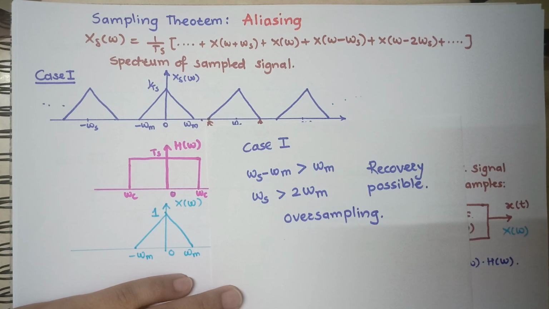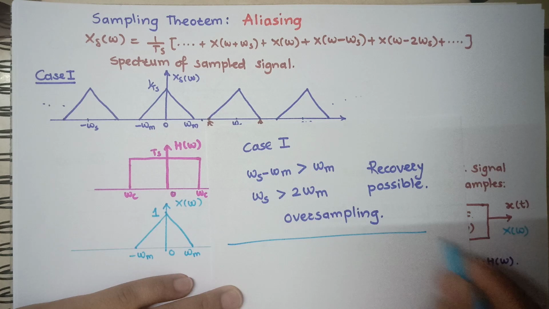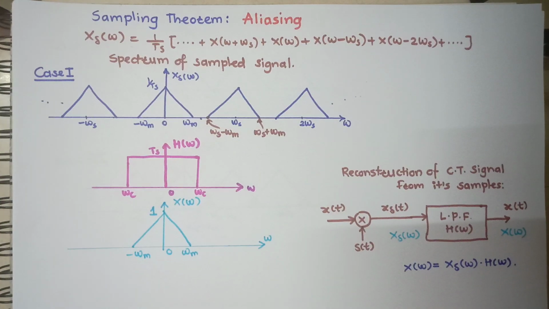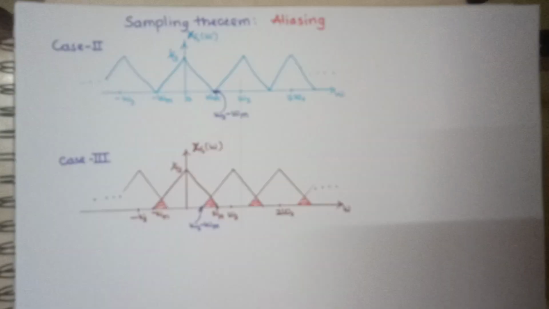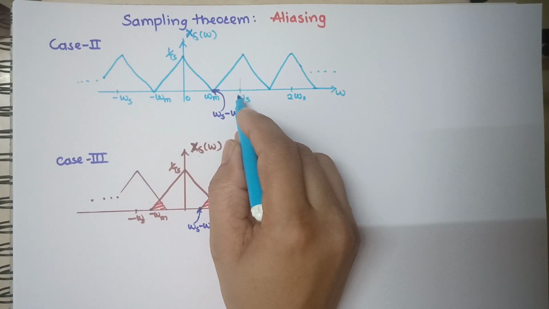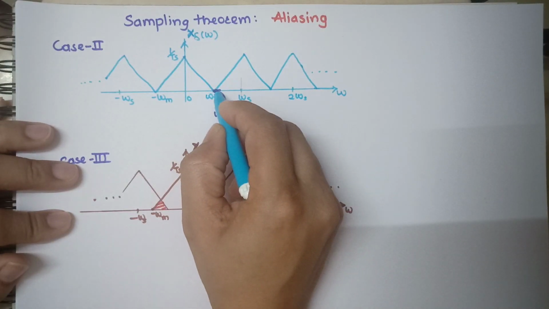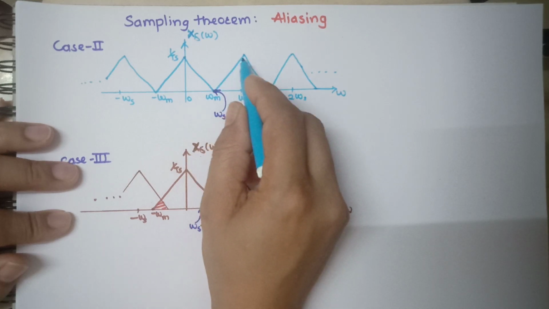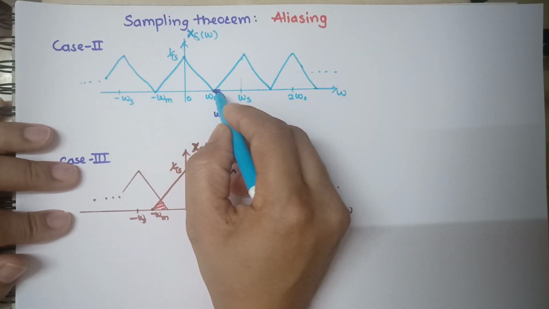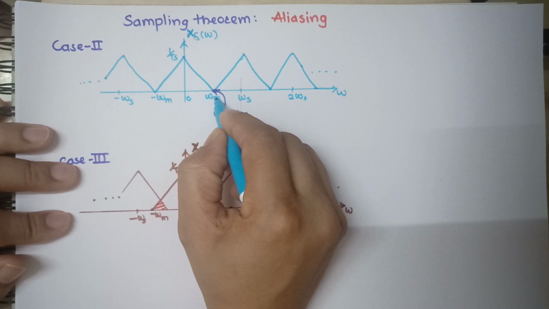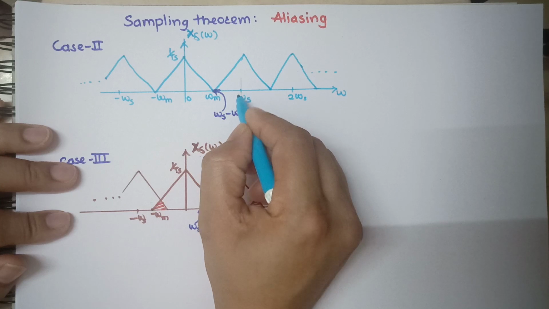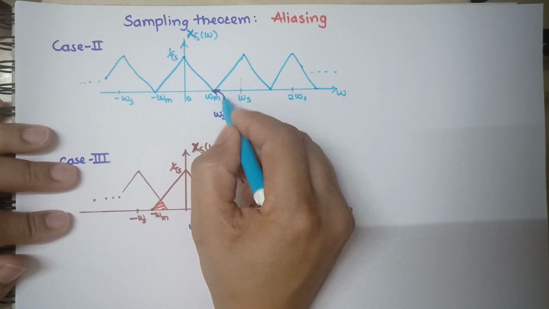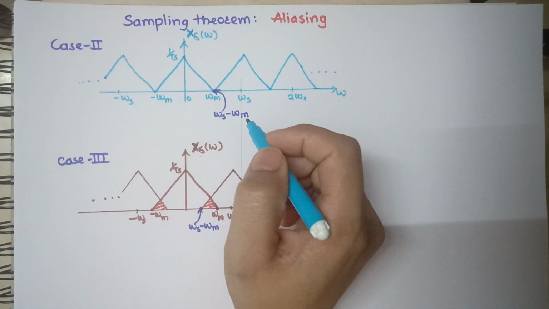Now we'll move on to the second case, where the choice of omega s is such that these two spectra, this one and this image, are touching at this point. This point omega m, and this point for the spectrum image, omega s minus omega m, these two are the same in this case.